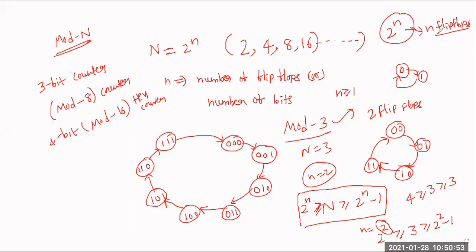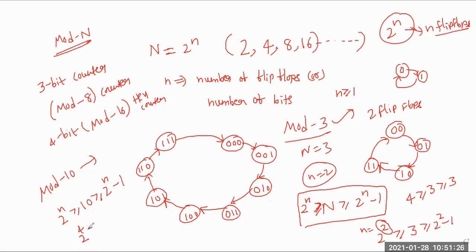Okay, but if it is like mod 10 counter ఉంది, mod 10 counter కి ఎన్ని flip flops కావాలి? Can anyone tell? 4. వెరీ గుడ్. ఓకే, ఎలా అంటే 2 పవర్ n greater than or equal to 10 greater than or equal to 2 పవర్ n మైనస్ 1. సో ఇక్కడ n వాల్యూ ఏం పెడితే నాకు ఈ కండిషన్ సాటిస్ఫై అవుతుంది? 4. అదే 3 వాల్యూ పెడితే 8 అవుతుంది. 8 greater than or equal to 10 ఫాల్స్ కదా.